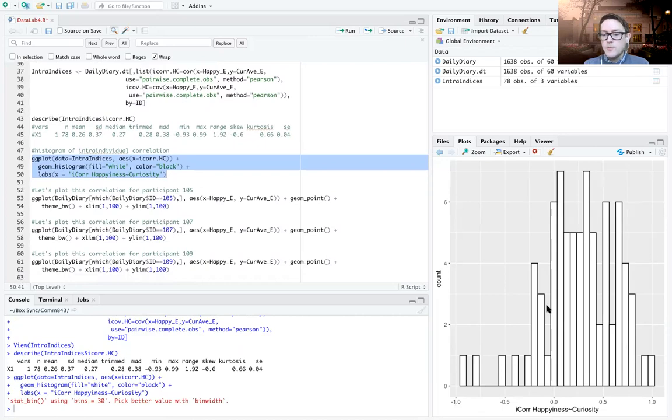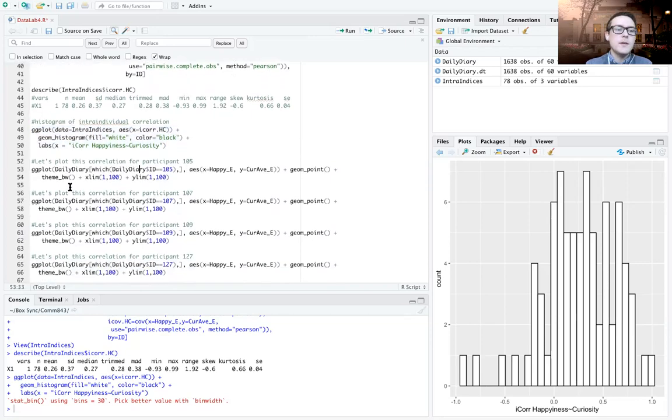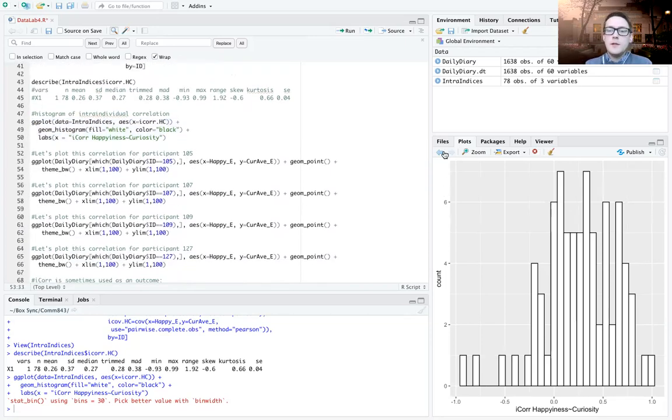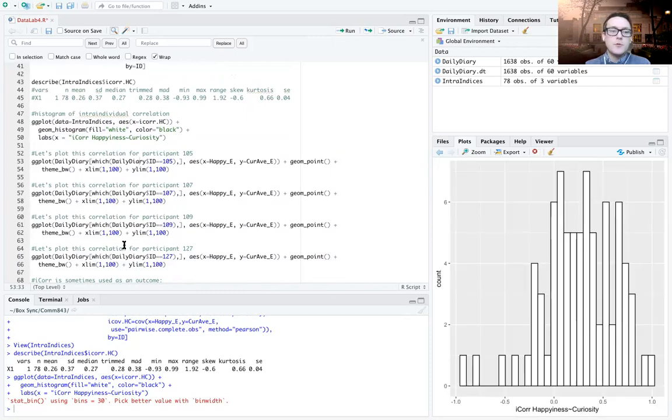And I guess you could note that most folks are above the 0 line, though not all. Okay, so we looked at this idea of the two variables moving alongside one another as a plot that looks like this. This is useful because it retains some of the information about changes from day to day.